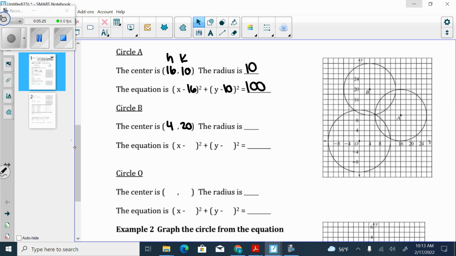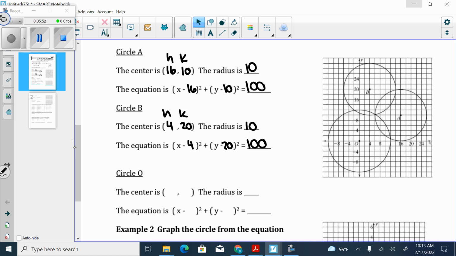Okay, and what's the radius of that circle? Also 10. So again, here's my h and k. If I plug these in, I'm going to have x minus h squared plus y minus k squared equals r squared. And r squared is going to be, very good.